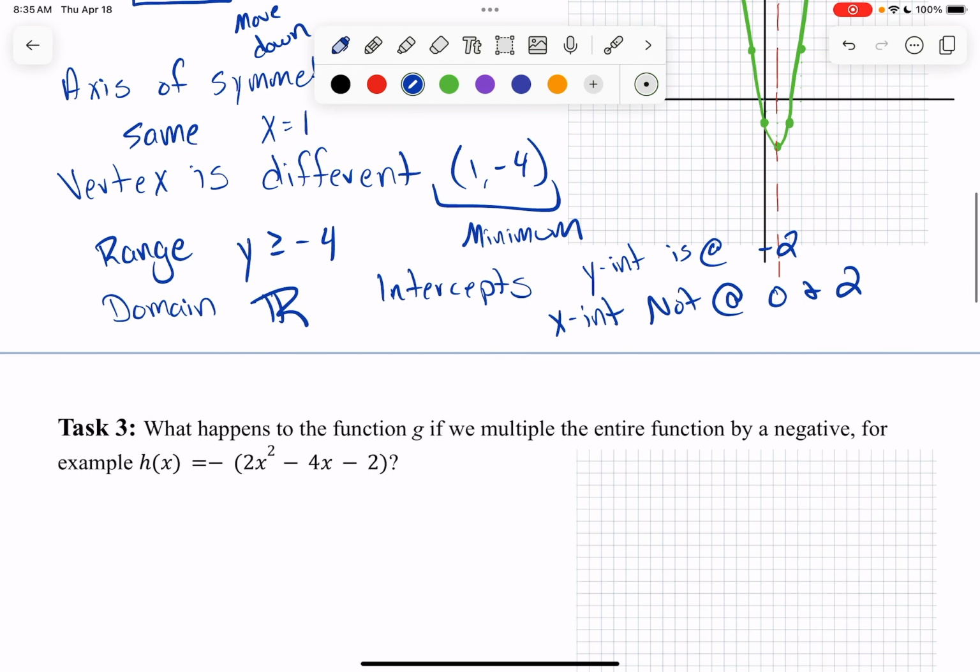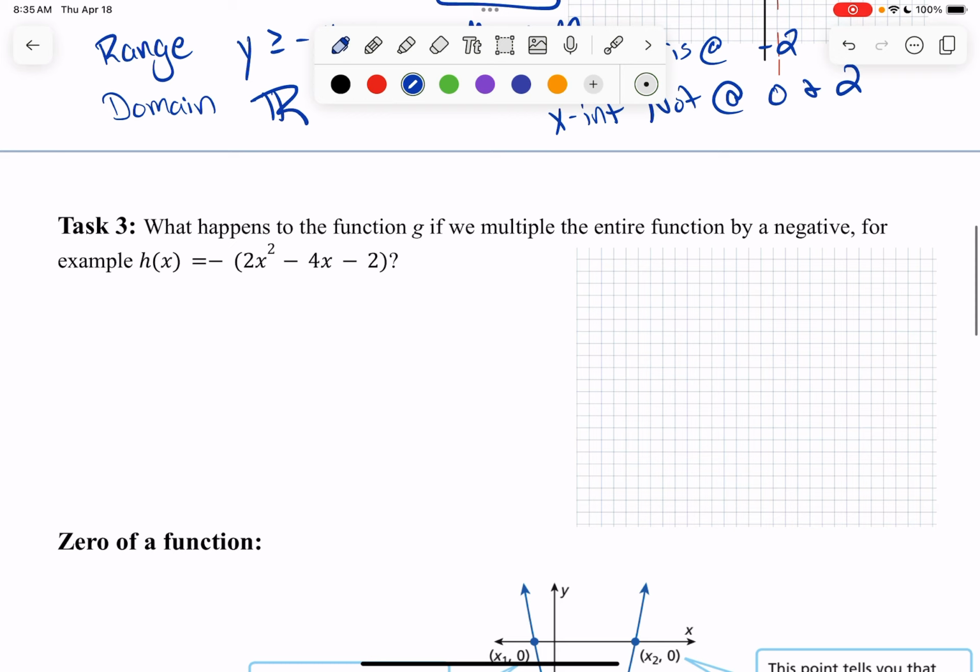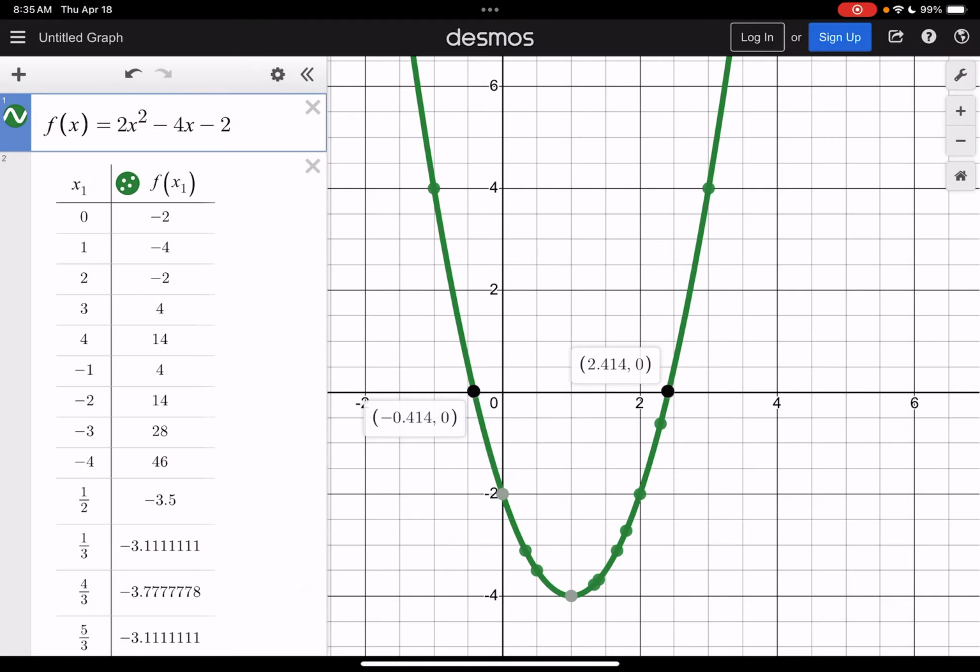Okay, so now another situation. What if we take this graph and we multiply the entire function by a negative? So we have this negative out front, and that whole function is being multiplied by a negative. What do we think is going to happen? Remember what putting that negative out front does? Well, let's go to Desmos and look.